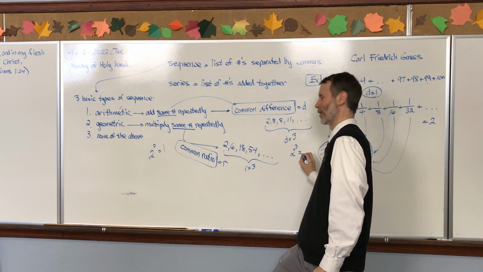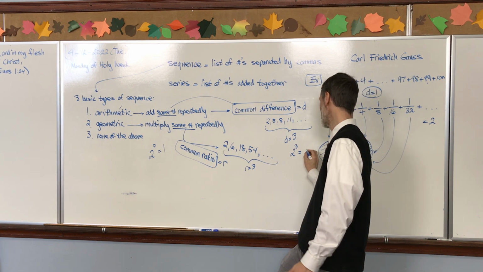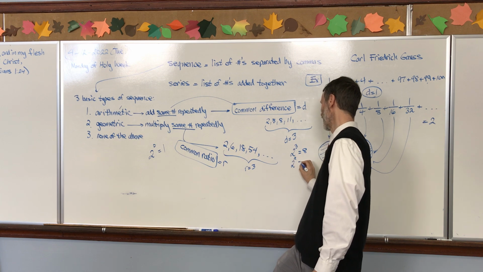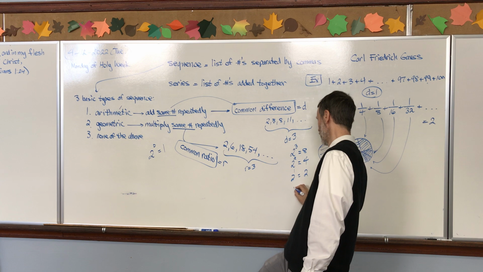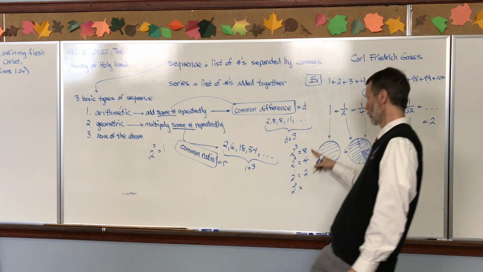What's 2 to the third power? 8. Good. 2 times 2 times 2. What's 2 squared? 4. 2 to the first? 2. 2 to the 0. Look at what the pattern's doing.